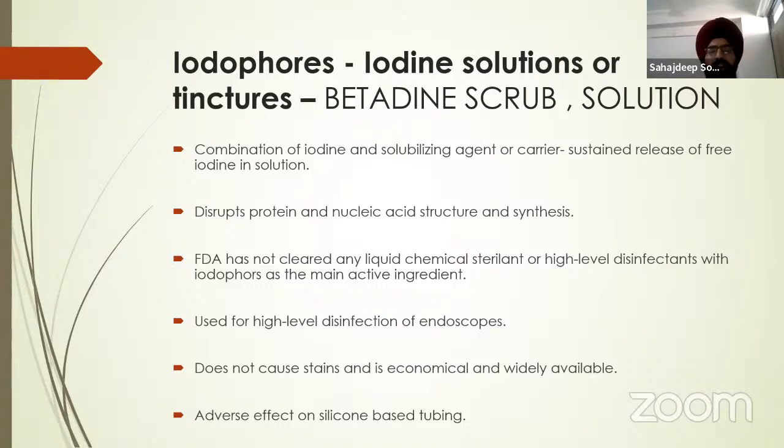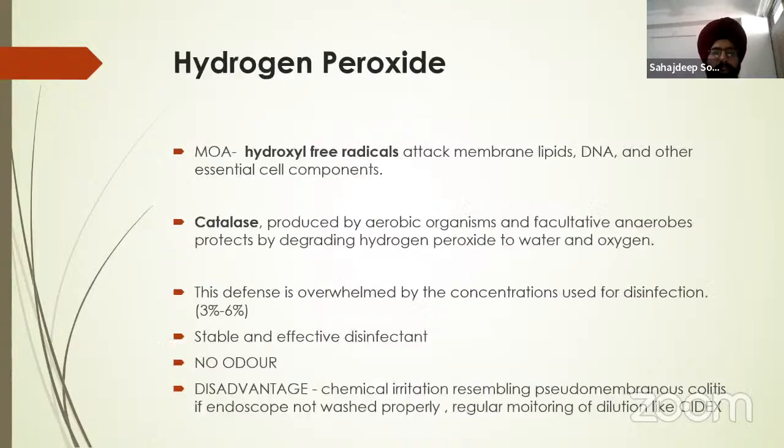FDA has not cleared any of the liquid chemical sterilant with iodophores as main active ingredient, and it is only used for high-level disinfection of endoscopes, but it does not cause any stains and is economical and widely available. It has an adverse effect on silicon-based tubings.